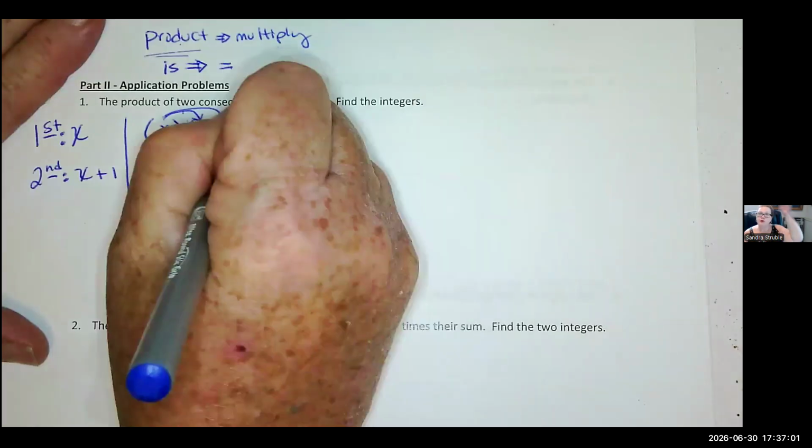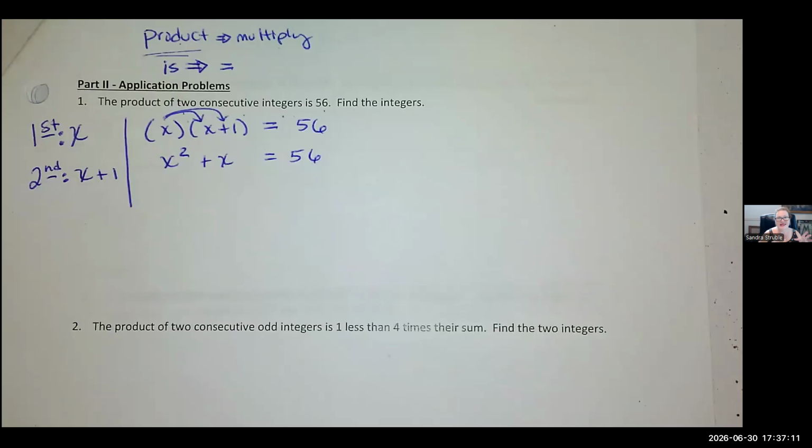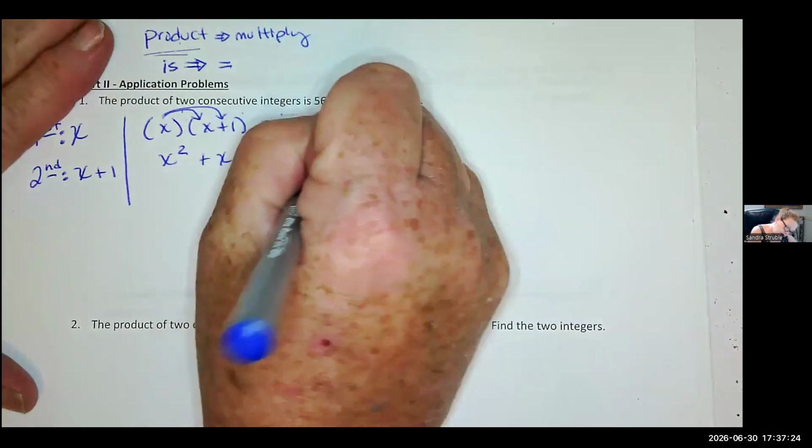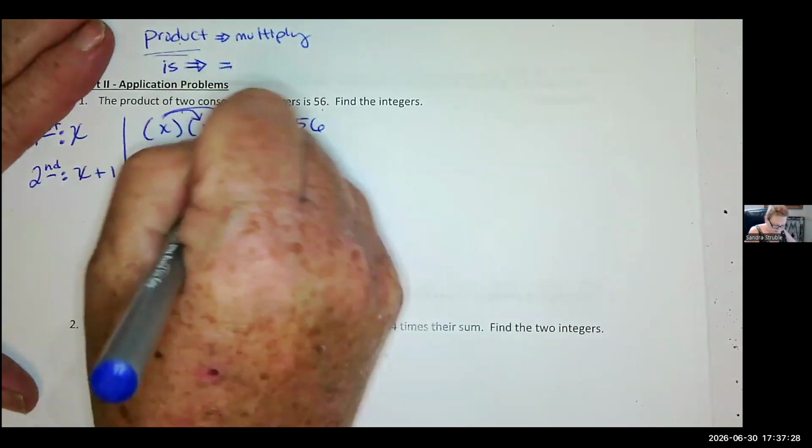Now let's go through and do what we did in the last video. We need to move everything to one side, keeping the number in front of x squared, which is 1, positive. So that means the 56 needs to move over to the other side with the x squared plus x. And we need 0 to be on the other side of that equal sign only. So we're going to subtract 56 because it is currently positive. We get x squared plus x minus 56 is equal to 0.